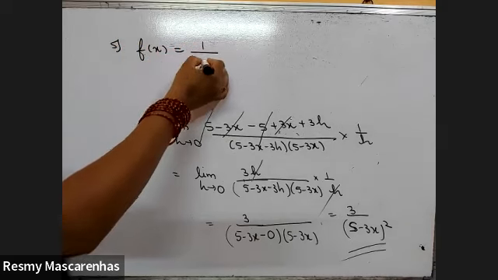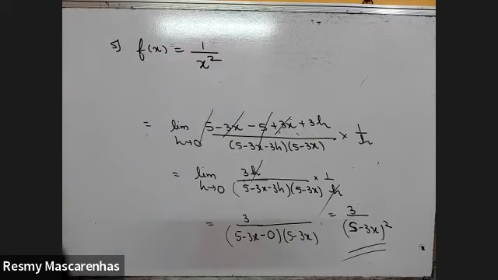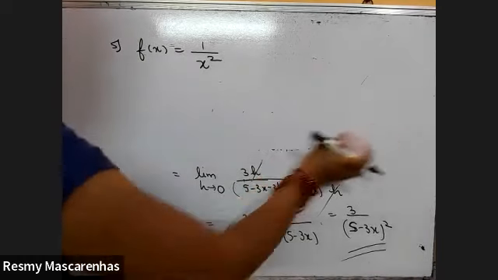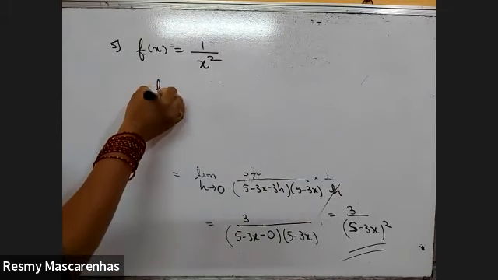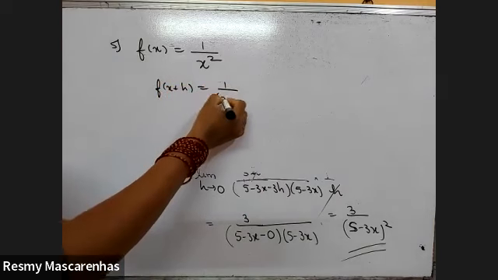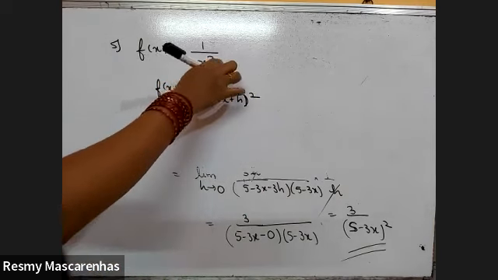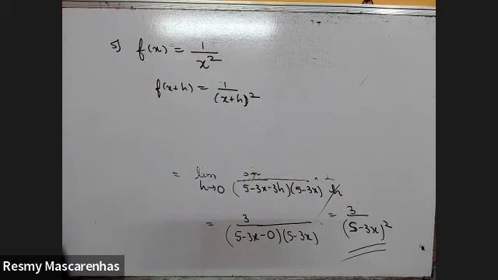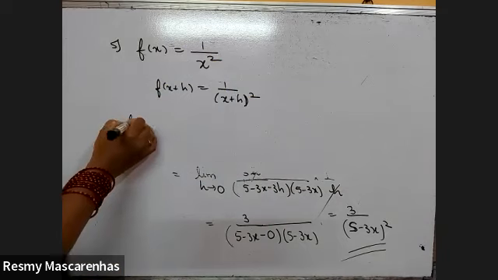Next problem. Find derivative of 1 upon x square. So what will be f of x plus h? 1 upon x plus h the whole square. Not x square plus h. Again, it will be wrong. Find the derivative now.